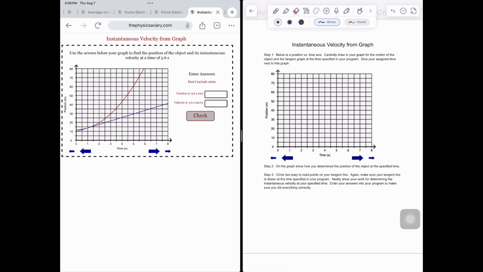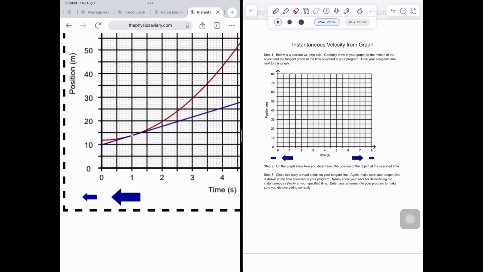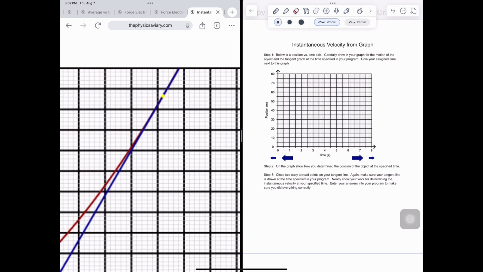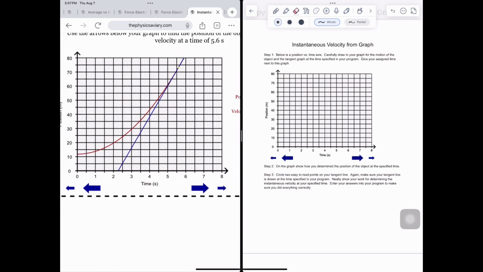All right, now it's going to ask you, use the arrows below to find the position of the object and the instantaneous velocity at 5.6 seconds. Right now you can see it's at 1 second exactly, so I need to move that over. I'm going to use the big arrow. Now I'm at 2 seconds, 3, 4, 5 seconds. Now I'm going to use the smaller arrow, which lets me go 1/10 of a second. I'm going to go all the way to 5.6, which is exactly right there.